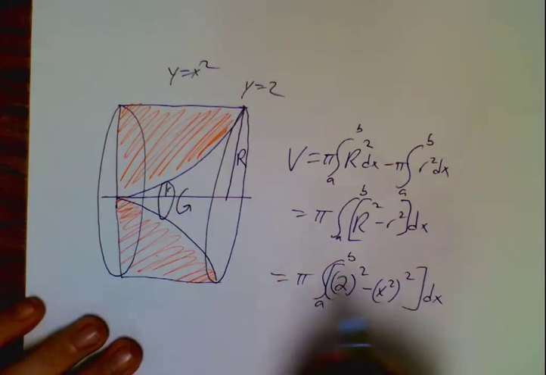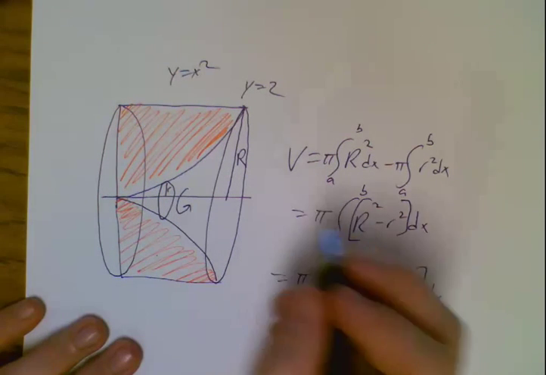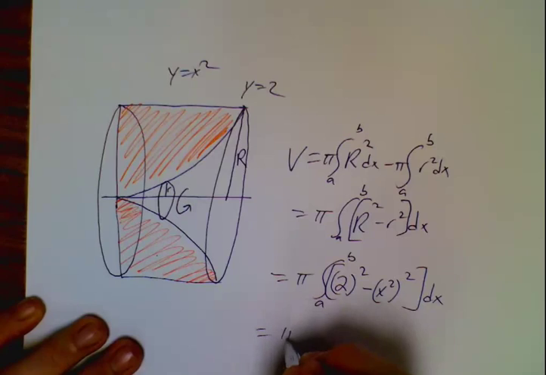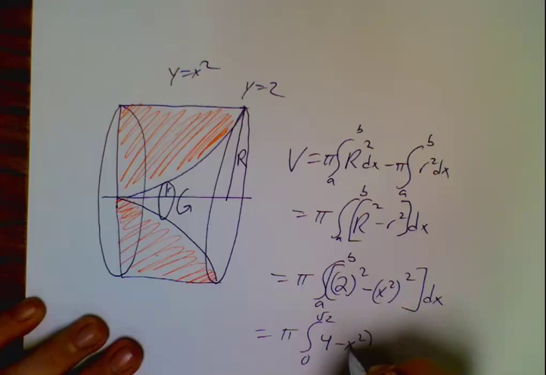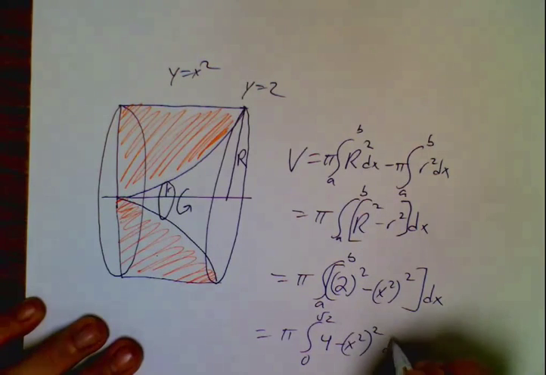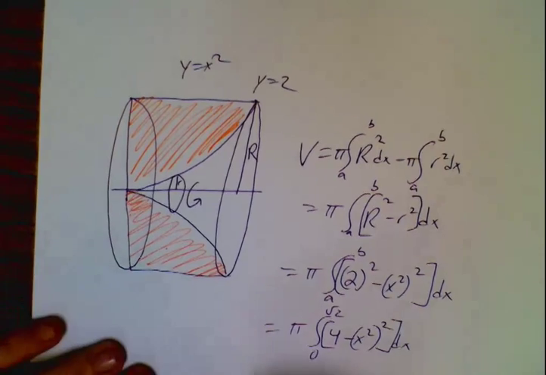and then dx. Oop, that was 0 to, what did I do? 0 to square root of 2, I guess, here. So it's 4 minus x squared, squared, right? So x to the 4th, dx. And from here you can just kind of use the calculator.